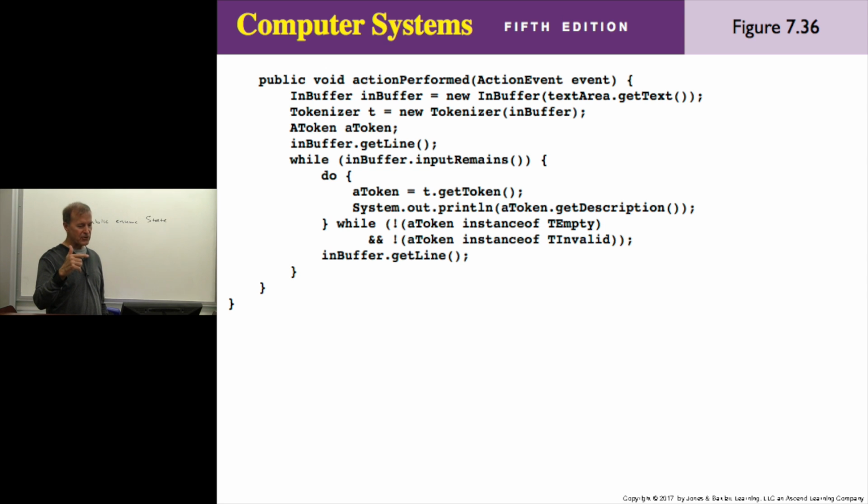so remember, here's the outer loop, while inBuffer.input remains, so that's once per line, and then do, and then it does a token gets what? T dot what? Get token. Now, what does that return? You have to visualize this. What does that get token return? It returns a token. So because it returns a token, then it might return a t integer, it might return a t hex, it might return a t identifier. Do you see what I mean?